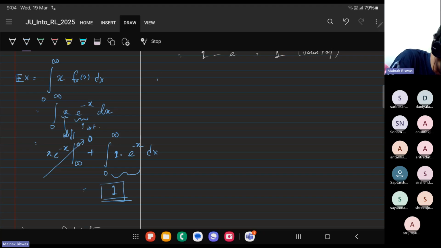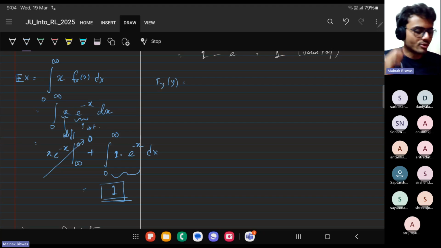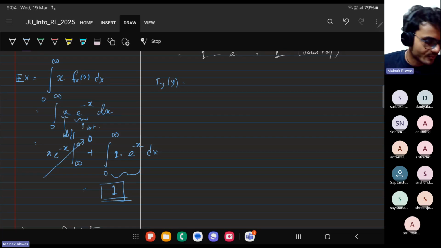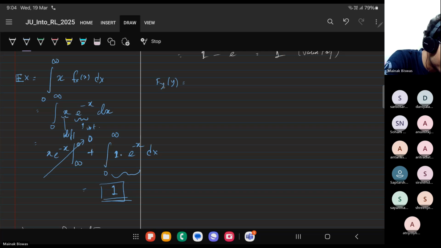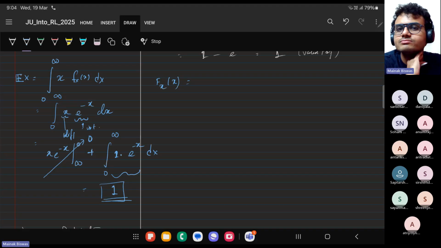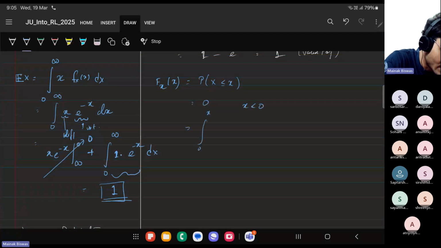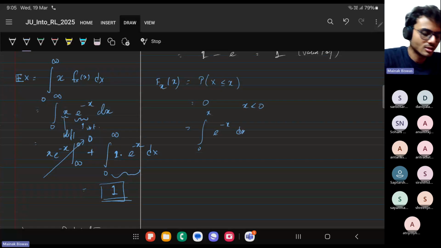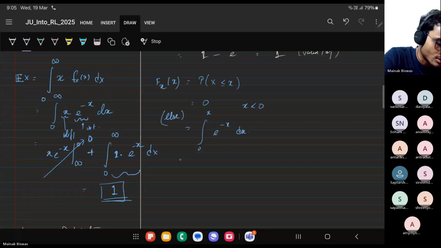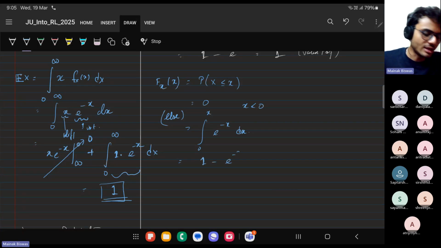Now I have a question for you. What is the distribution of x, or the CDF of x, in this case? Distribution of x is going to be probability of x less than or equal to x, which is equal to 0 if x less than 0, or the integral between 0 to x of e to the power minus x dx. Any question? Which is equal to 1 minus e to the power minus x.